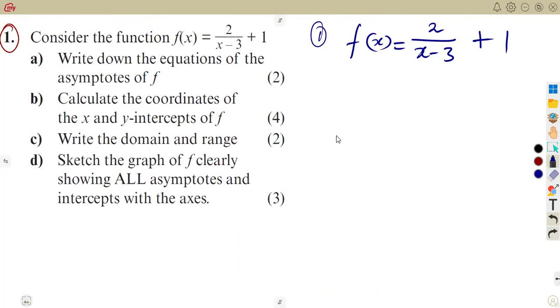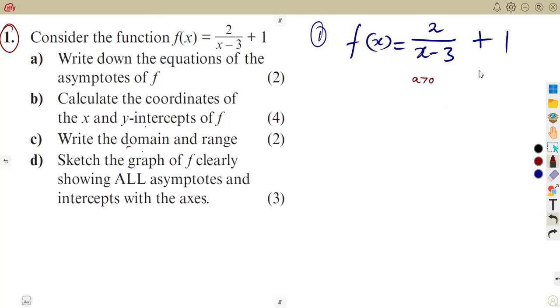So this is what we have. F of x is equal to 2 over x minus 1. And from there, we are given 2 over x minus 3 plus 1. So noticing that our a is positive 2 from what we are given there, you can see that our a is positive 2. So it is going to affect the shape. A is greater than 0.